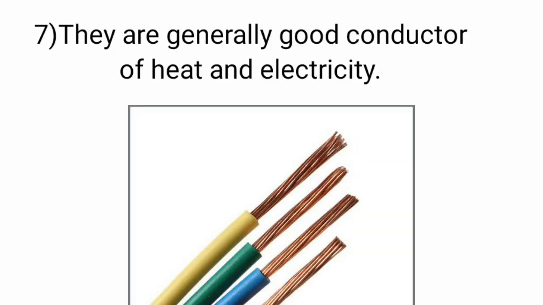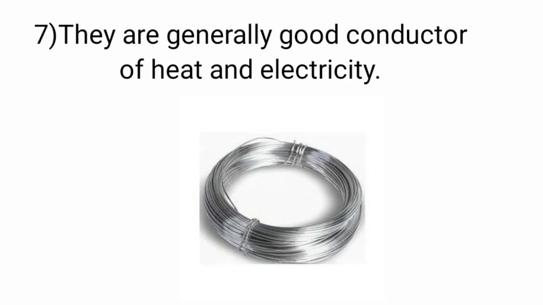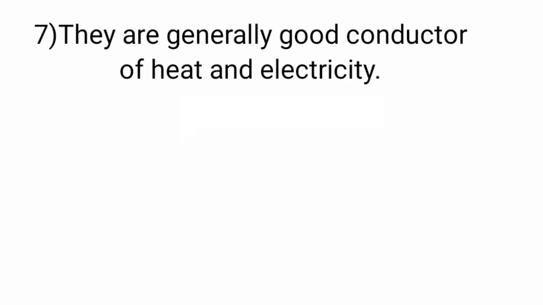Last property is that metals are generally good conductors of heat and electricity. This is a copper wire. We use copper wire because it is a good conductor of electricity. This is aluminium wire. We use aluminium wire also. So aluminium wire is also a good conductor of electricity. I said that metals are generally good conductors of heat and electricity, but there is also an exception to this rule. Tungsten is also a metal, but it is a poor conductor of heat and electricity.